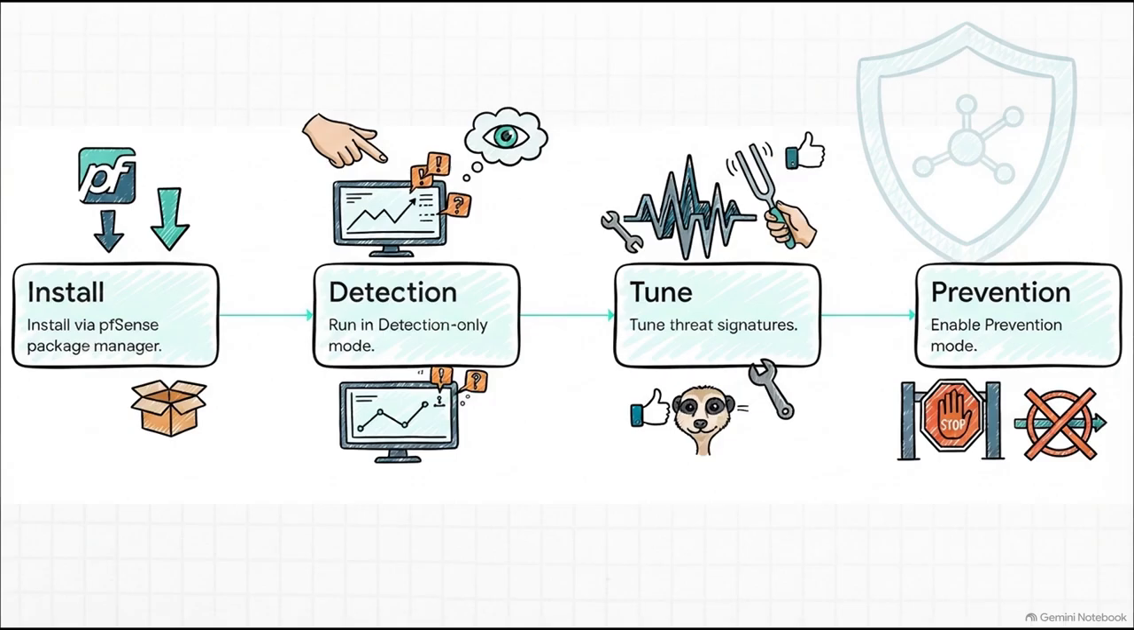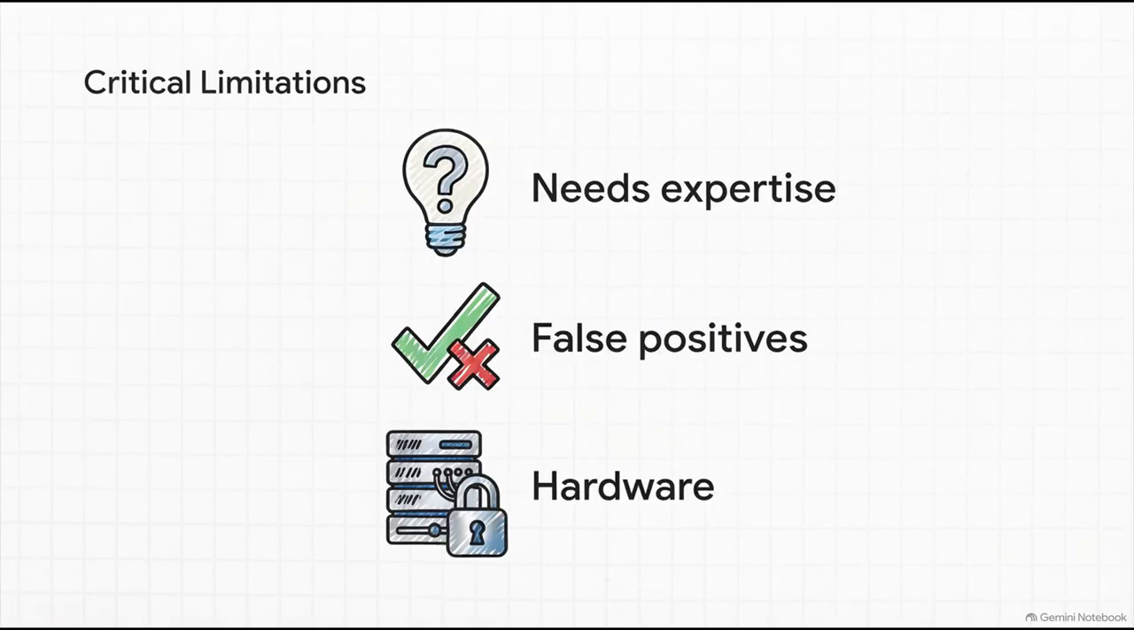Step 2, and I cannot stress this enough, this is non-negotiable. Run it in detection-only mode. You have to observe the alerts without actually blocking any traffic first. Step 3, tune those threat signatures to your specific environment to cut down on false alarms. And finally, only after you've built total confidence in the system, you move to step 4 and actually enable prevention mode. And that perfectly segues into some critical limitations you really have to consider.